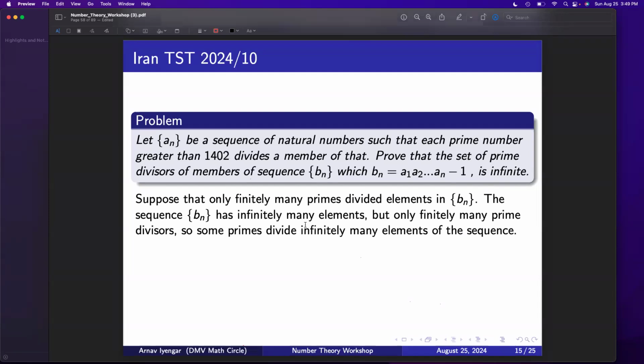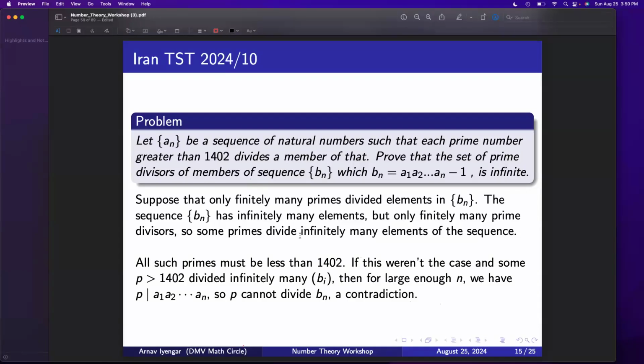So now what has to be satisfied about primes that divide infinitely many elements? They can't divide any element of an. So what does this mean, combining this with the condition of an? Any prime that divides infinitely many elements has to be smaller than 1402.